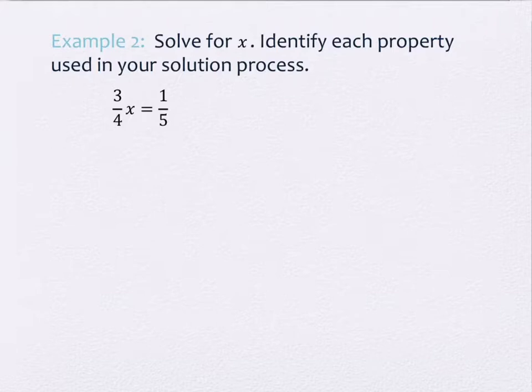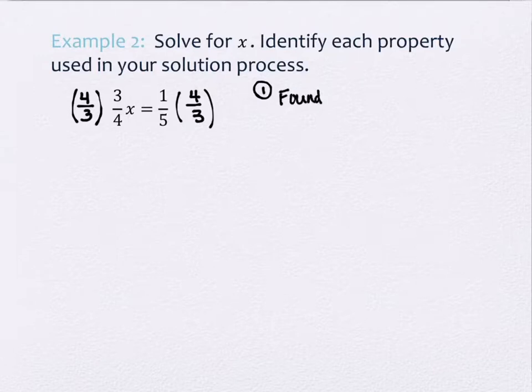So on the first problem here, example number 2, it says 3/4 x equals 1/5. What would be the first step to solving this? What would you do first here? You just multiply 4/3 on both sides. Okay, so you would like to multiply by 4/3. How are 4/3 and 3/4 related? They're reciprocals. So the first thing we did is that we found the multiplicative inverse, right? The reciprocal.